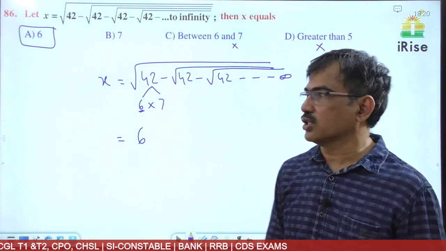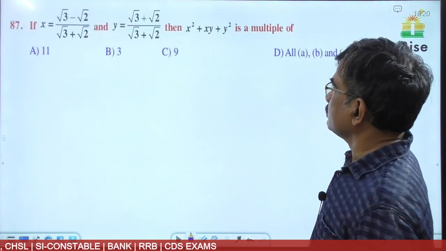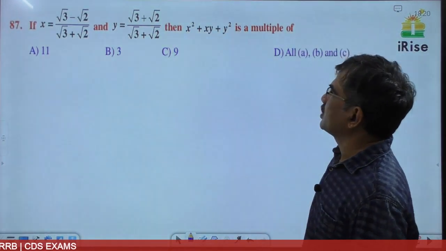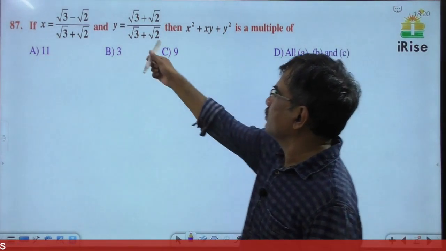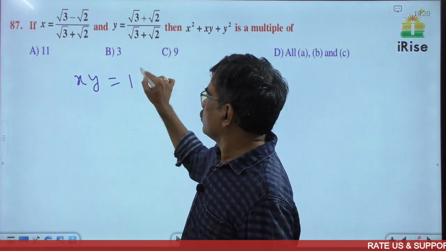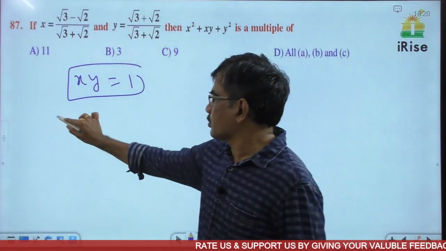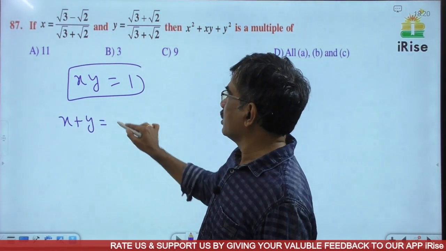Okay, next question. If x is equal to (root 3 minus root 2)/(root 3 plus root 2) and y is the given value, what is x square plus xy plus y square? See, the product of these two is equal to 1. Then what is x plus y? These models are already solved.